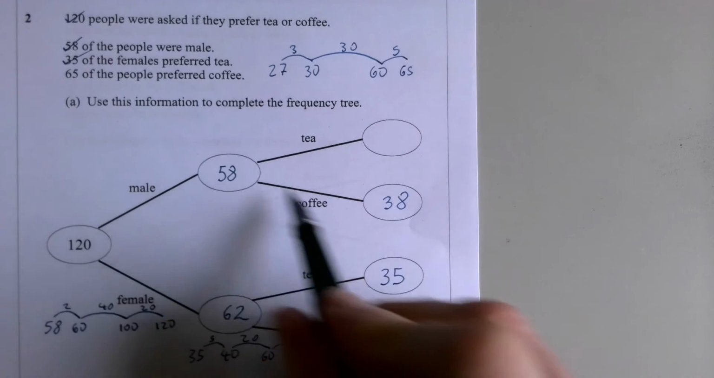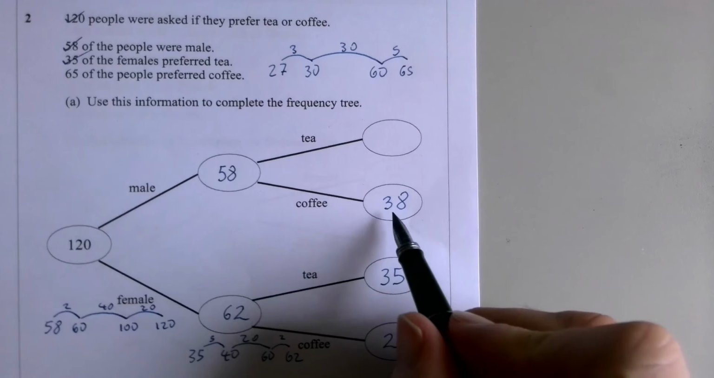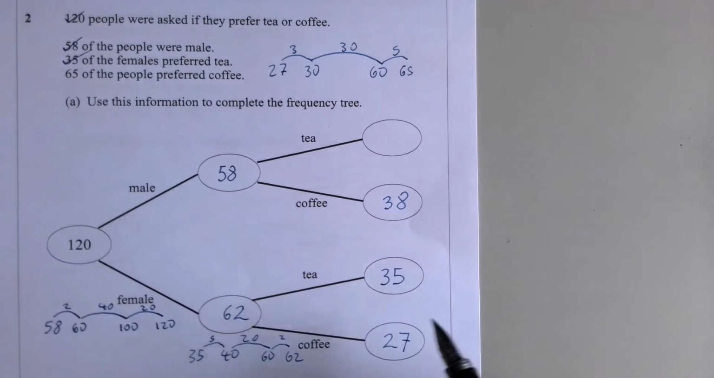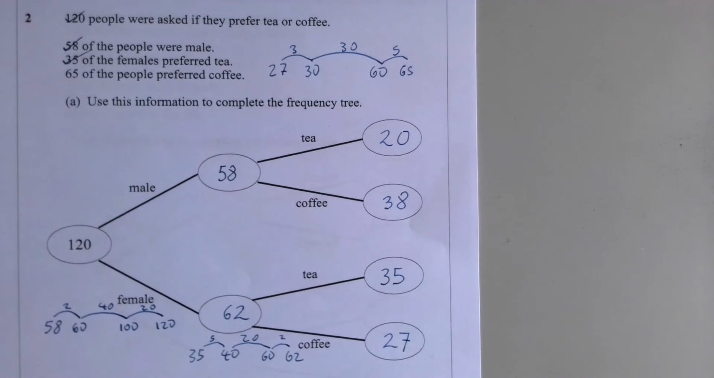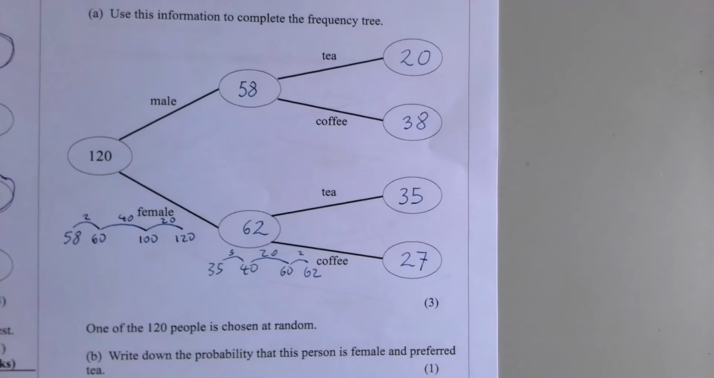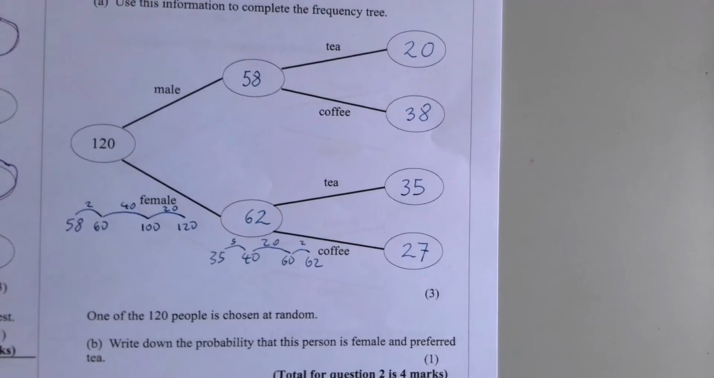That means 38 males must prefer coffee, so that those two numbers there add up to make 65. And then what do we have for tea? Well, 38 plus 20 makes 58, so that must be 20 there. And then we've just got one little question to answer down here.